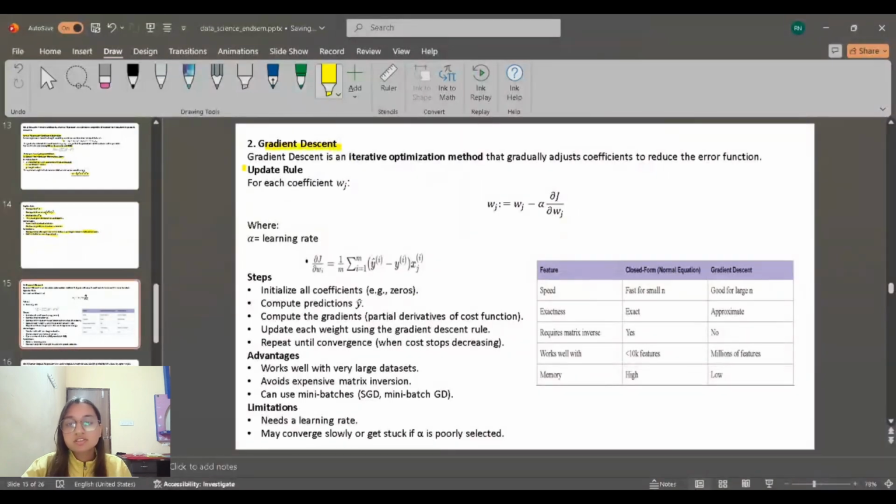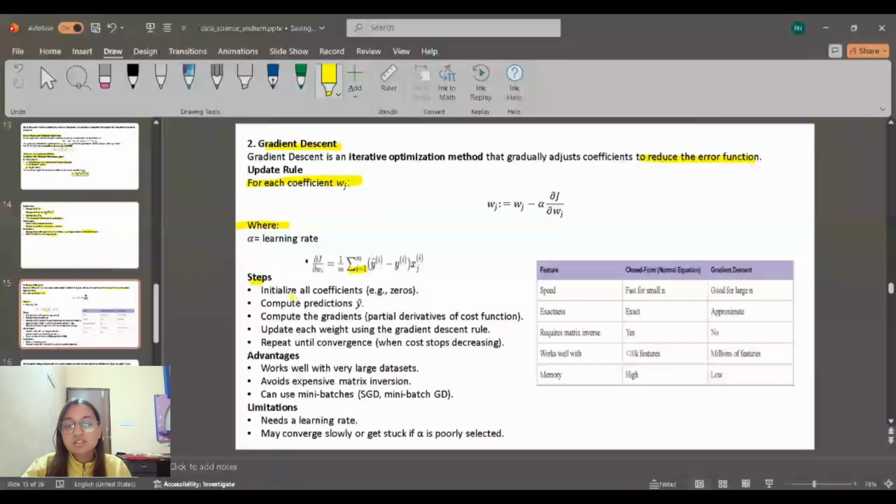Second, gradient descent. Gradient descent is an iterative optimization method that gradually adjusts coefficients to reduce the error function. Update rule, for each coefficient: Wj = Wj minus alpha times ∂J/∂Wj, where alpha is the learning rate, and ∂J/∂Wj = 1/m times the summation of (ŷi minus yi) times xj(i), from i equal to 1 to m.